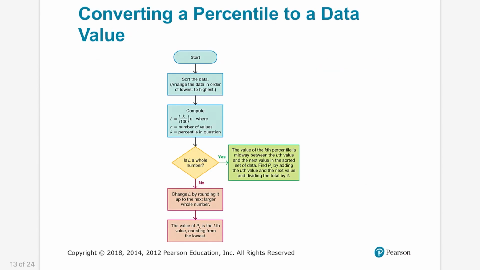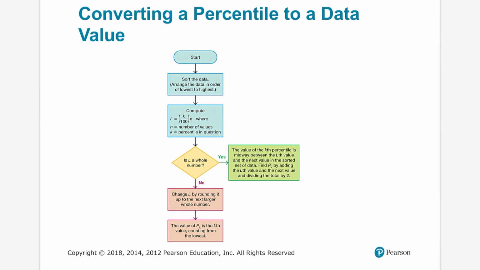So to convert from a percentile back to a data value, we are going to follow these steps. First, we start by sorting the data from the least to the greatest. Again, it has to be from the least to the greatest. Then you are going to compute the locator, which is L. To find L, you take K over 100 times N.